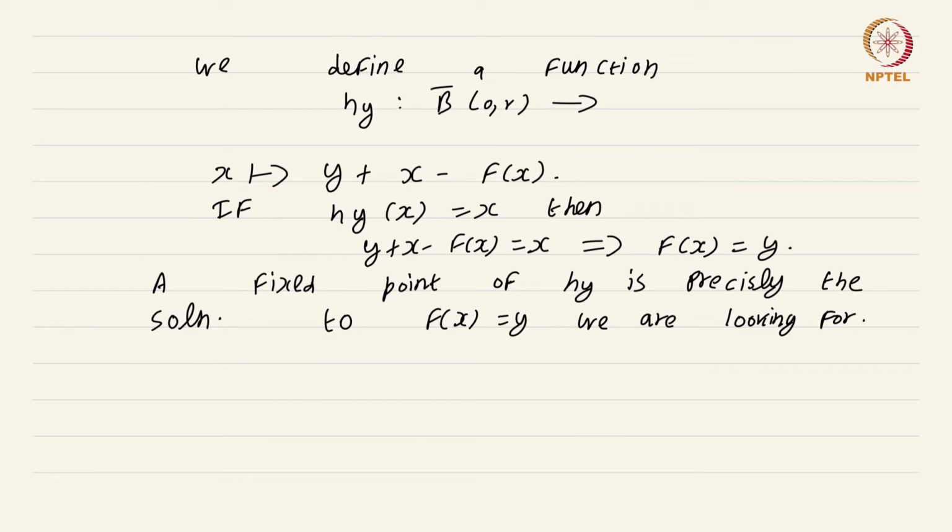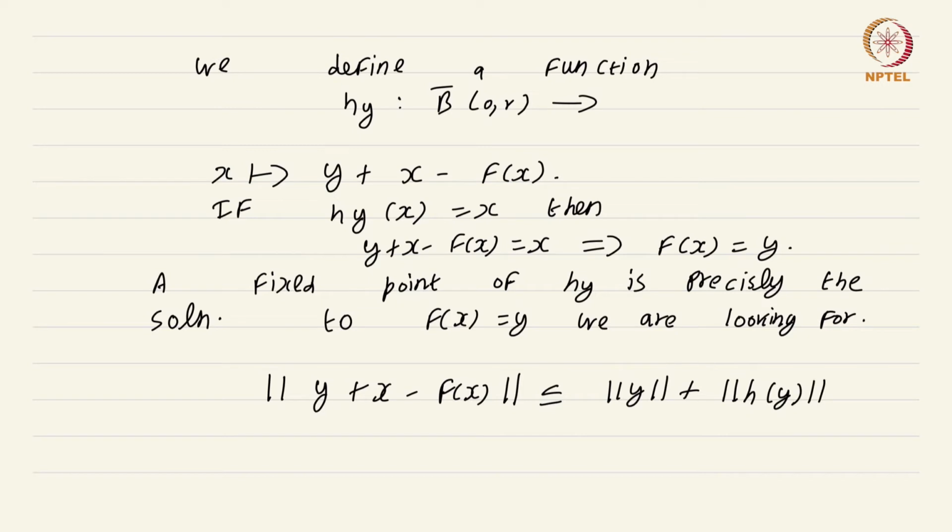Okay. Now let's see what the codomain of this function h_y is going to be. Well, to see that, observe that norm of y plus x minus f of x is less than or equal to norm y plus norm h of x. Sorry, this is not h subscript y, this is h of x. This just follows because for a given point x, the function h of x is just x minus f of x, and we have just used the triangle inequality.